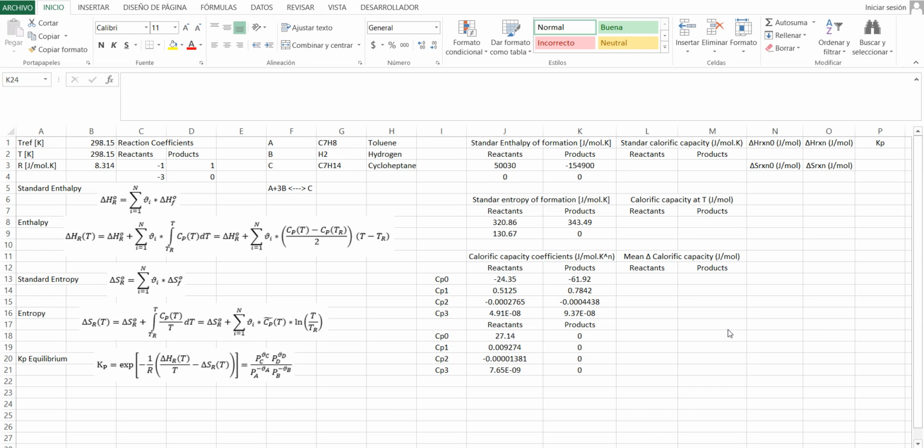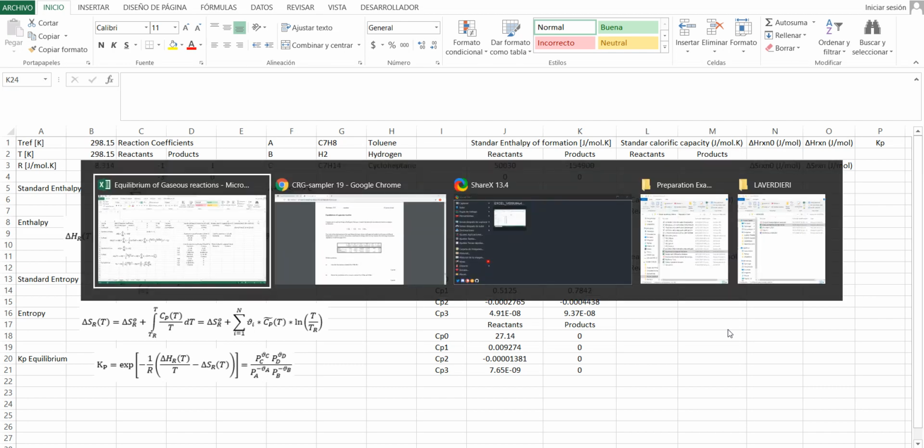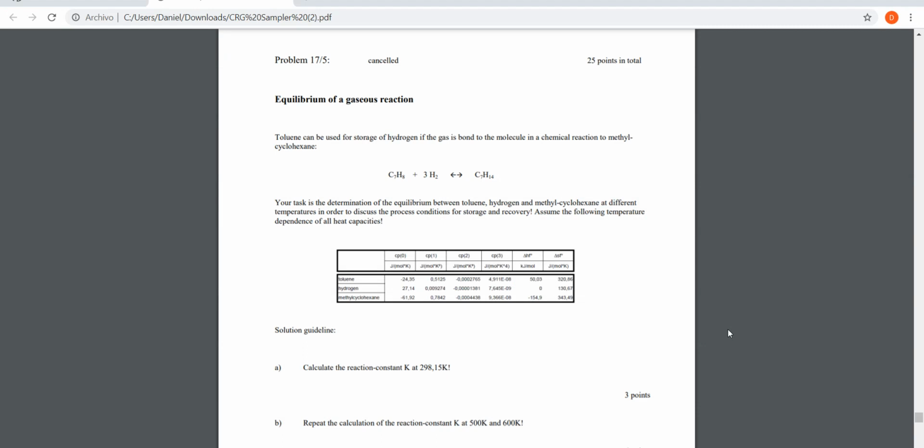Today we're going to solve a point from the CRG exam from the year 2017, month of May. This is problem type 1, equilibrium of gaseous reaction, and this is going to be a solution guide as part of my master leadership class. As I said, this is going to be a preparation for the CRG exam in charge of Professor Schutz. So, okay, let's jump right into it.